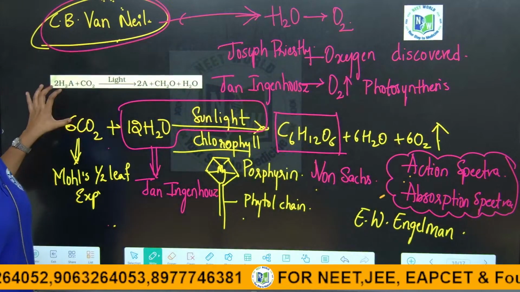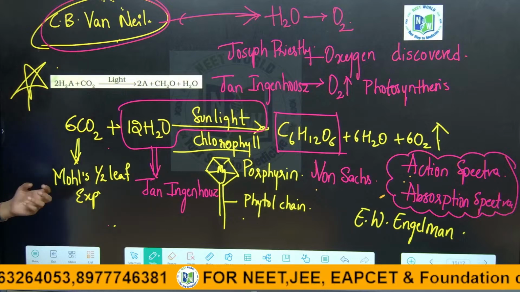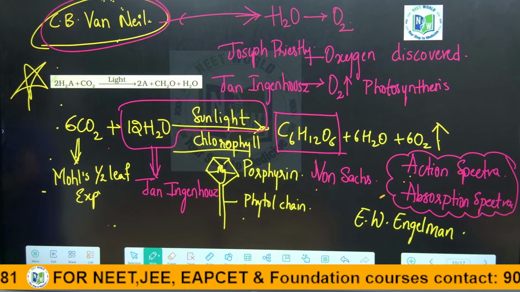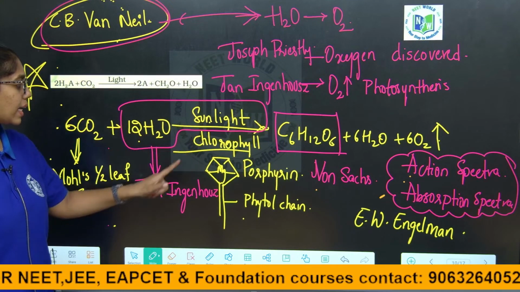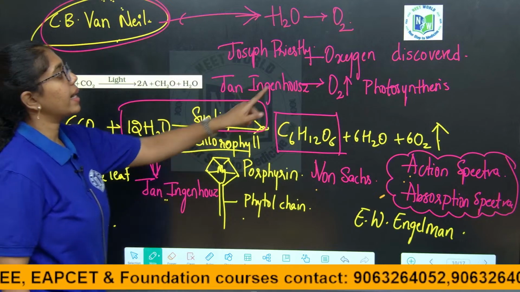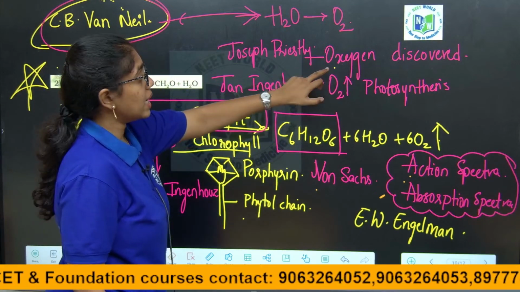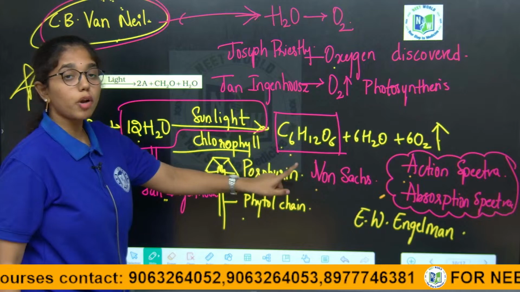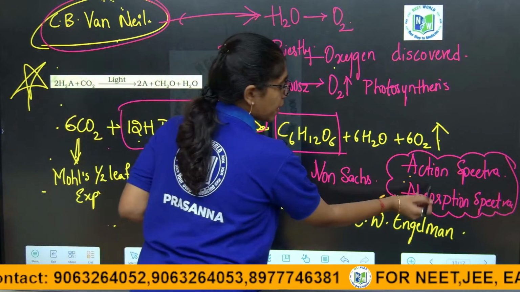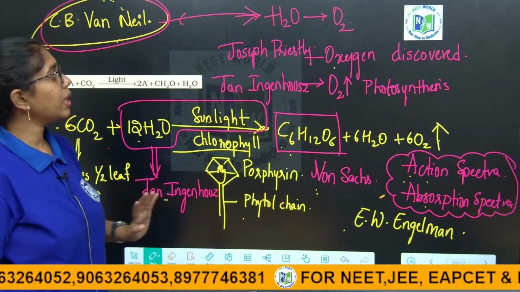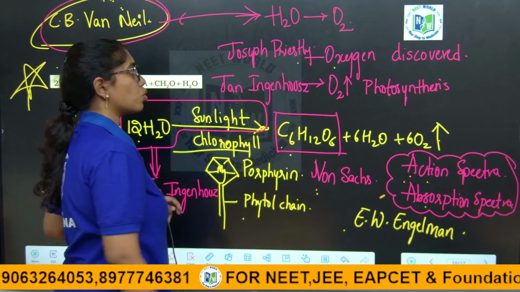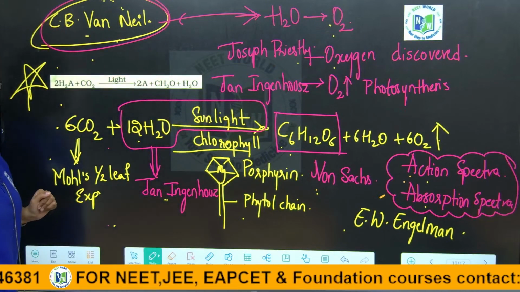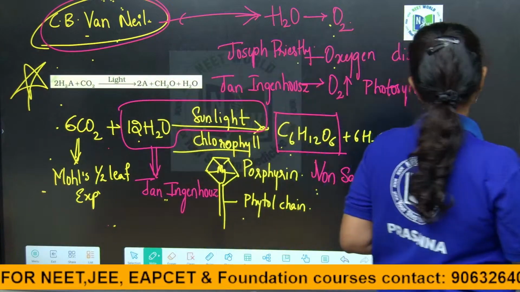Clear? So this is what you have to remember for your exam. Every point is important. Carbon dioxide essential for photosynthesis, said by Moll's half leaf experiment. Water and sunlight essential, said by Jan Ingenhousz, and he said oxygen is released as a byproduct. Glucose formed as end product, said by von Sachs. Action spectra and absorption spectra are given by E.W. Engelmann. Oxygen discovery is by Joseph Priestley. Oxygen coming from water is said by C.B. Van Niel. Take a screenshot if you want, this is very important.